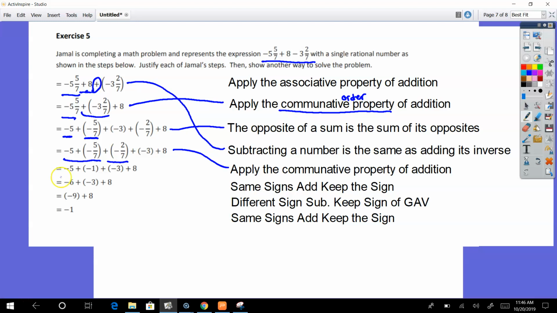Next, let's say we have -5, that's the same, plus a -1. So that's the same. Where did they get the -1 from? So -5/7 plus -2/7, same signs, you're adding. So 5, 6, 7. So -7/7 gives me -1. Jamal did the addition right here first, which is the associative property, that we can regroup them. So he grouped those two together to add them first.